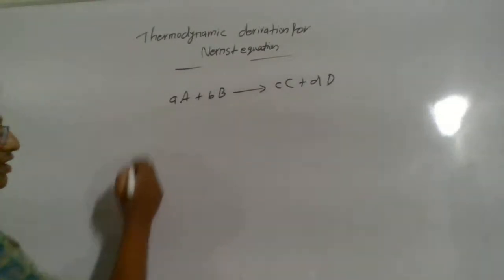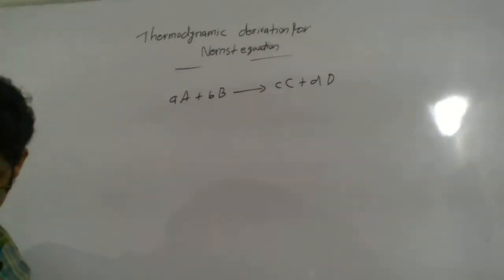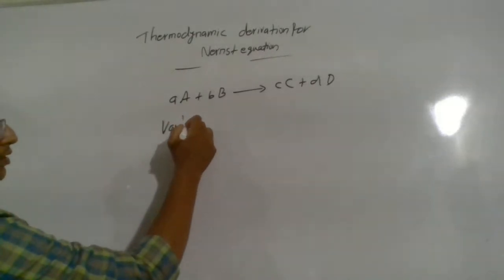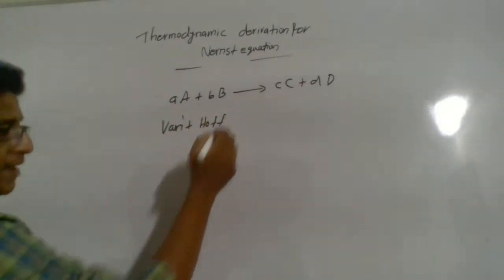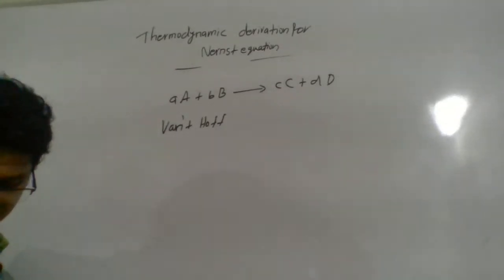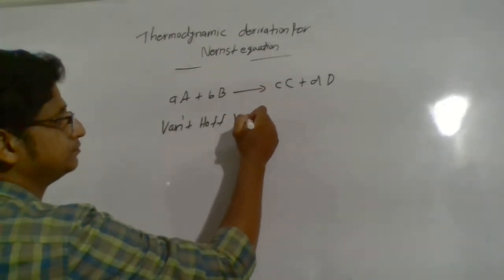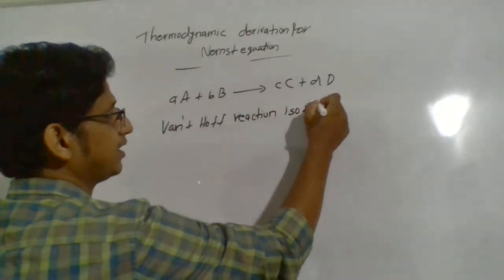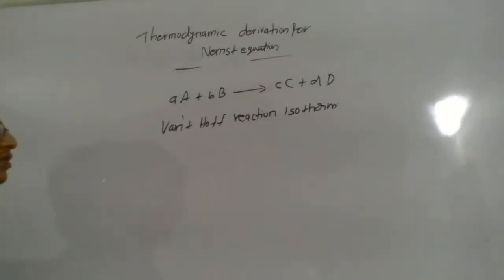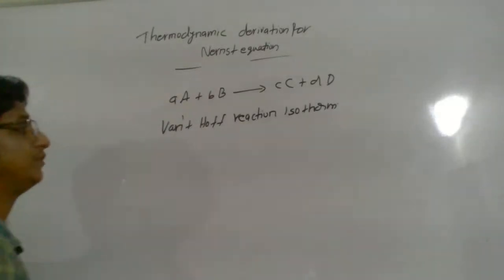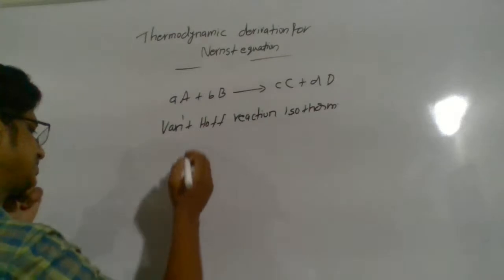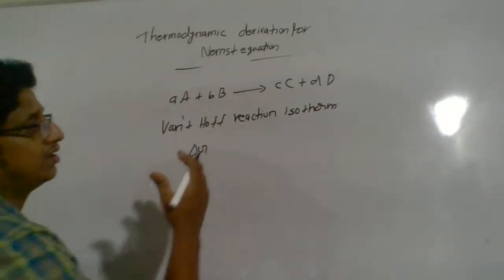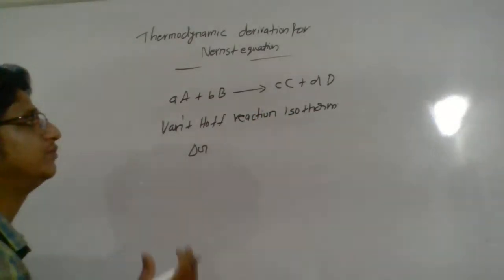We call it the Van't Hoff reaction isotherm. We directly go into this equation, the Van't Hoff reaction isotherm, which gives a relationship between delta G and the concentration of the reaction species that are involved in the cell reaction.